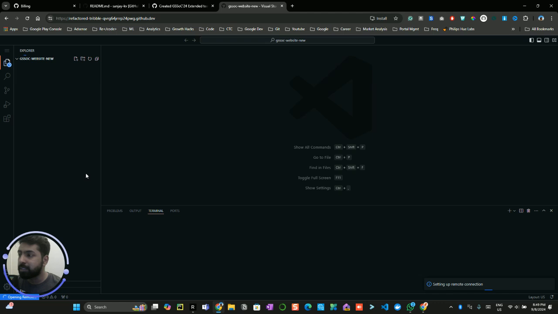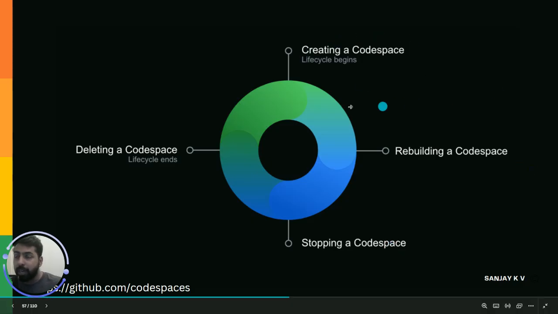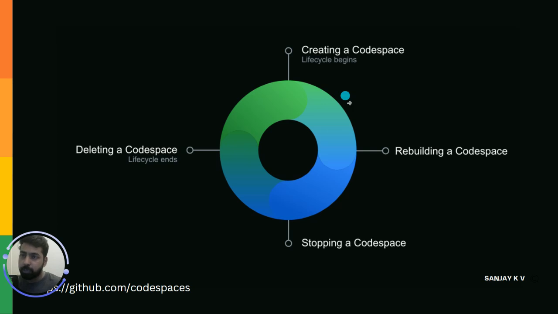Now this has already created an instance. Now when I go back to my GitHub Codespaces, you can see this particular instance. So I can reuse this particular instance. So that's what happens. So I created a GitHub Codespace for my current repository.